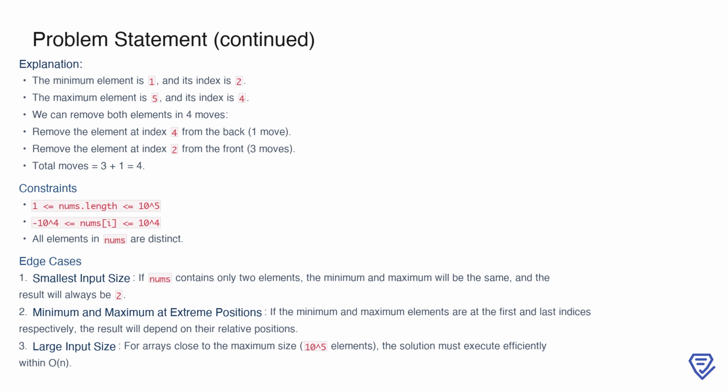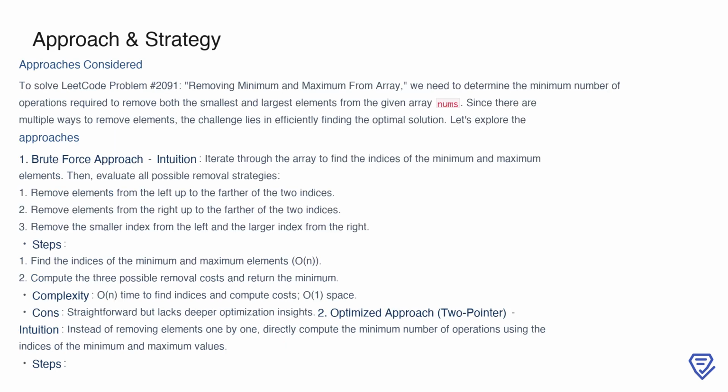The problem also comes with constraints to ensure efficiency, such as the array size being up to 10^5 and all elements being distinct. Edge cases include arrays with only 2 elements, where the result is always 2 moves, or scenarios where the minimum and maximum elements are at extreme positions, which can influence the optimal strategy. To tackle problem number 2091, our goal is to determine the minimum number of operations needed to remove both the smallest and largest elements from the array.